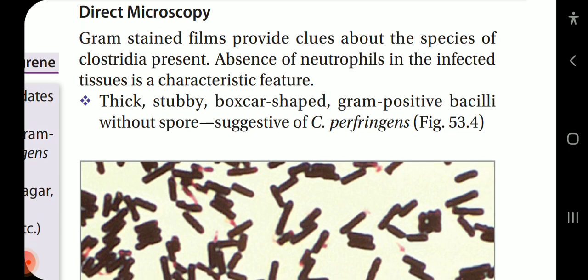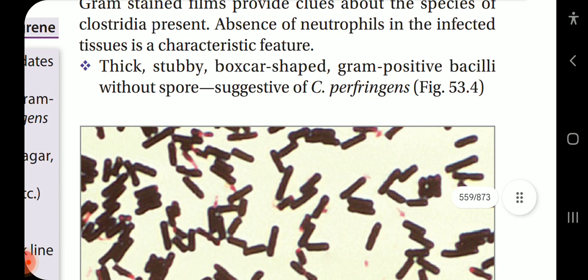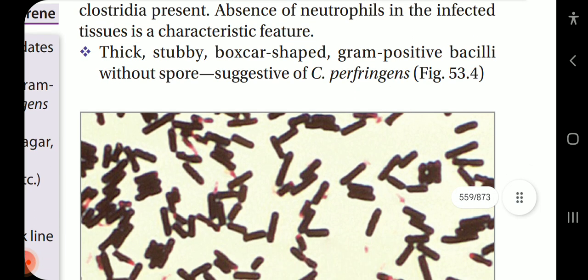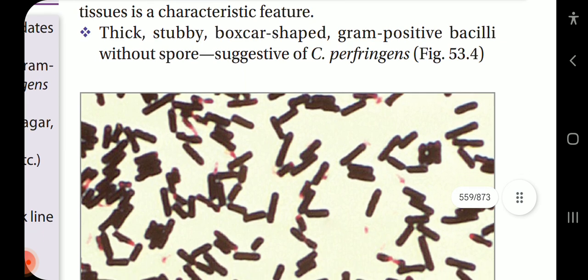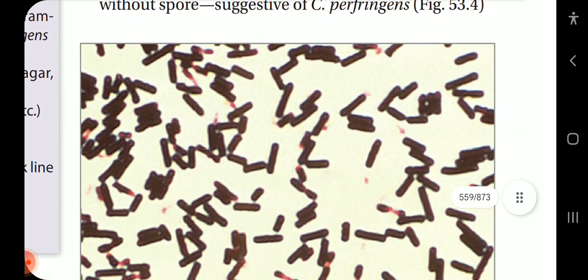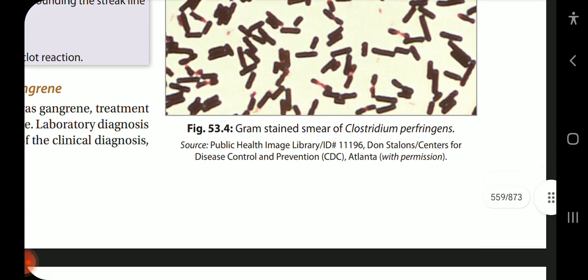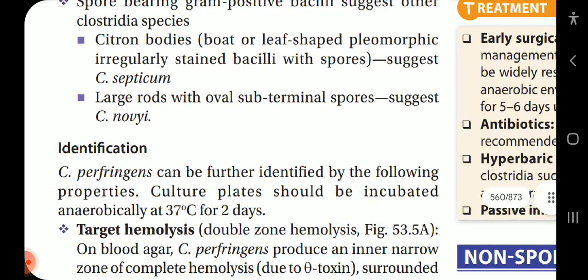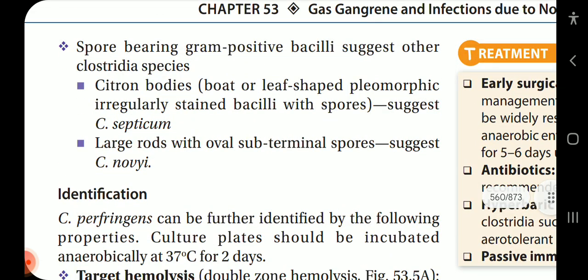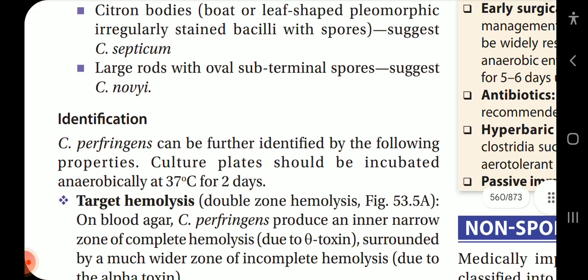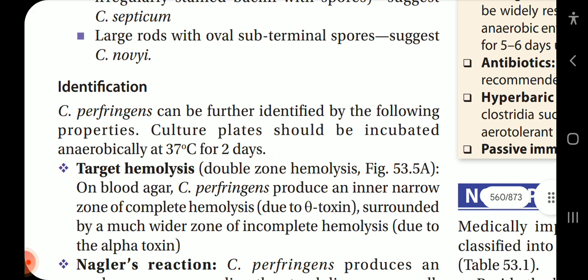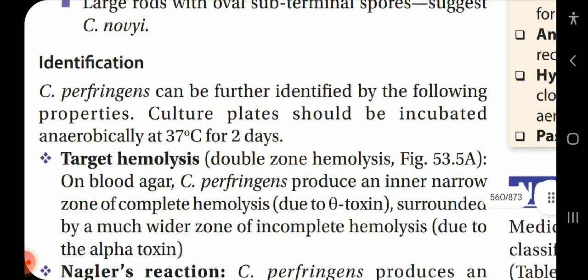Direct microscopy: Gram stain films provide clues about the species of Clostridia present. Absence of neutrophils in the infected tissues is a characteristic feature. Thick, stubby, boxcar-shaped gram-positive bacilli without spores are suggestive of Clostridium perfringens. In this figure we can see the Gram-stain smear of Clostridium perfringens. Next, spore-bearing gram-positive bacilli suggest other Clostridia species. Citron bodies, boat or leaf-shaped pleomorphic irregularly stained bacilli with spores suggest Clostridium septicum, while large rods with oval subterminal spores suggest Clostridium novyi.